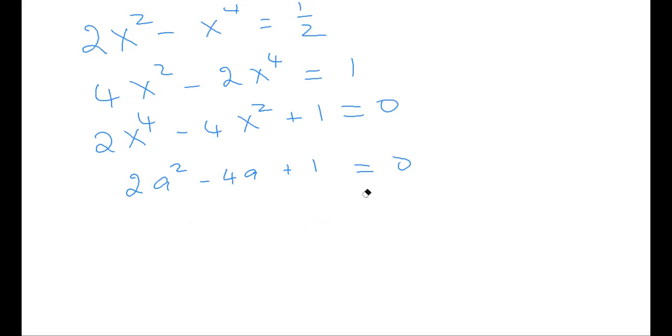Is this equation the right one? The one I'm writing? That's the quadratic equation we want to solve.